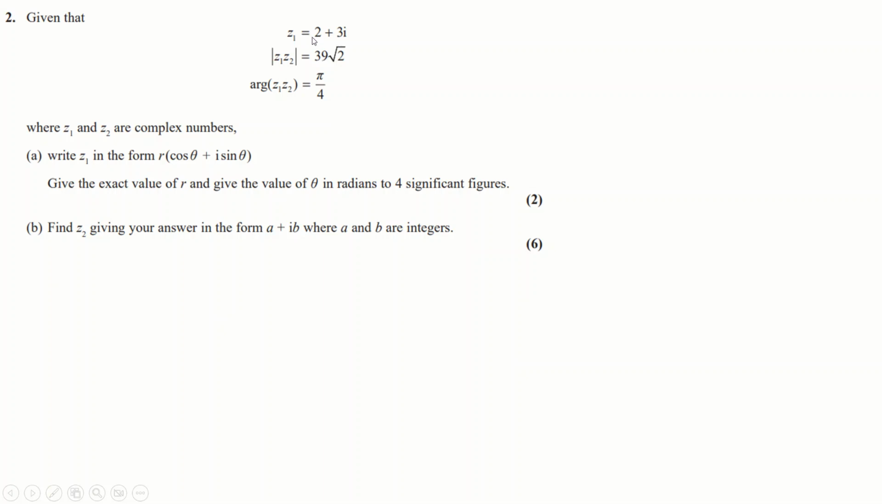Okay, so we have z1 equals this, so we could very quickly find the modulus by just doing 2 squared plus 3 squared rooted, which is this, and find the argument by doing tan inverse of 3 over 2, which is this, to four significant figures apparently, which I don't know why that's relevant, but okay.